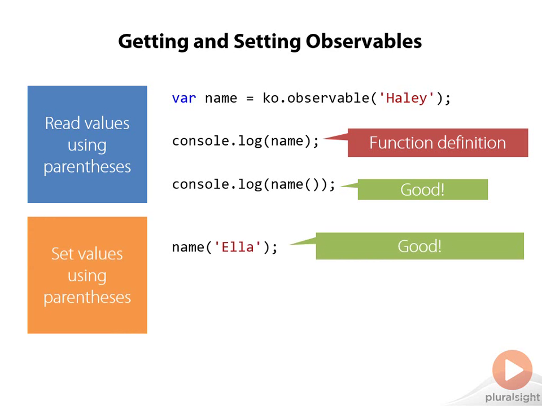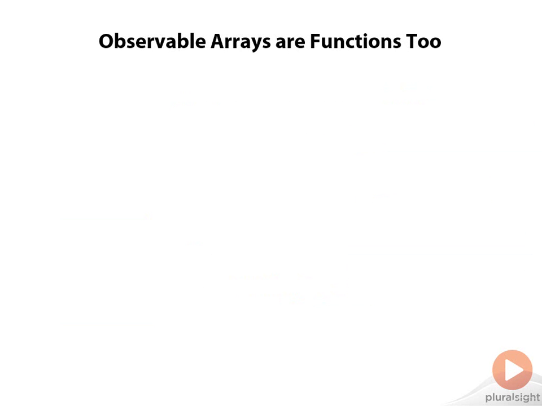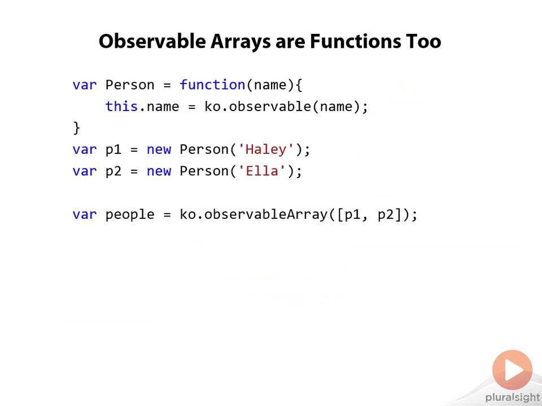So if we set the value of Ella, name("Ella"), that's going to work just fine. Name is going to get the value of Ella. But when we say name = "Ella", that's a perfectly valid line of JavaScript, but now we've just redefined the name property to be a string. It's no longer an observable. The same rules apply to observable arrays too.